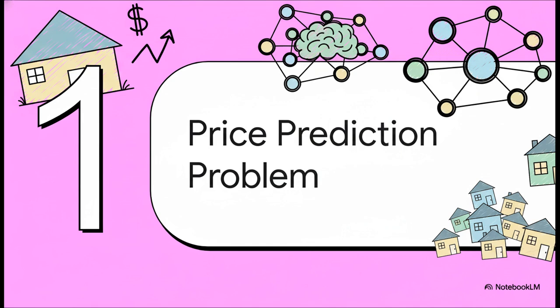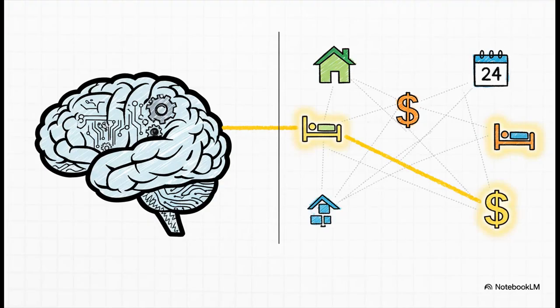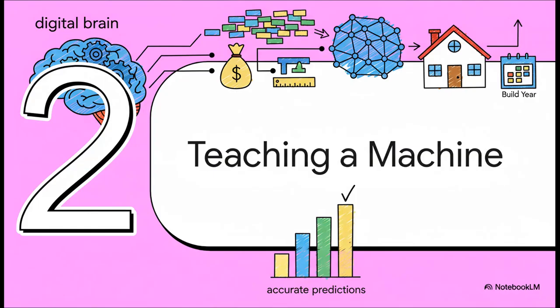How do we take all of this chaotic, messy information and somehow turn it into a single, reliable number? This is where things get really interesting. Instead of a person trying to juggle every single one of those factors in their head, what if we could build a machine, a digital brain, that could just look at all that data and learn to see the hidden patterns, the subtle connections between, say, the number of bathrooms and the final price? So, how in the world do you teach a machine to do something like that? Well, it's not magic. It's actually a very methodical process of just showing it a ton of examples and letting it figure out the rules for itself.